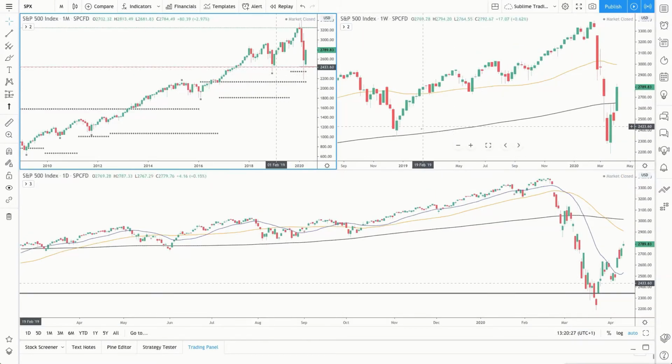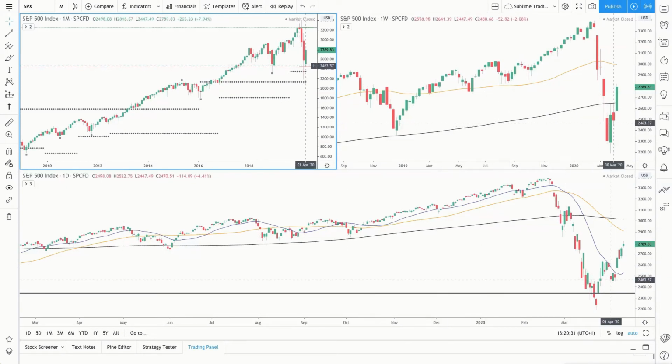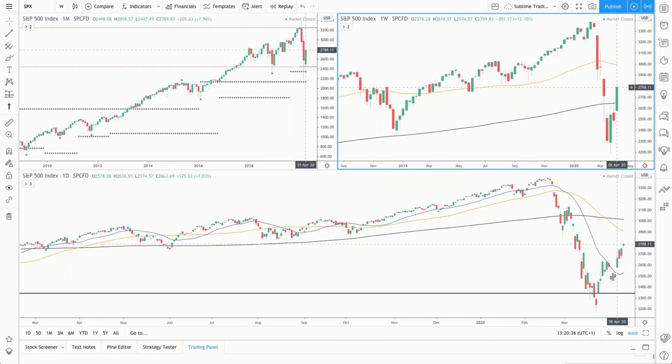Similar structure on the S&P 500. We can see, however, here price found support at the low of last year. We've had a bounce to the upside. On the weekly, price is actually above the 200 moving average convincingly, whereas the Dow Jones was trading around the 200 simple moving average.